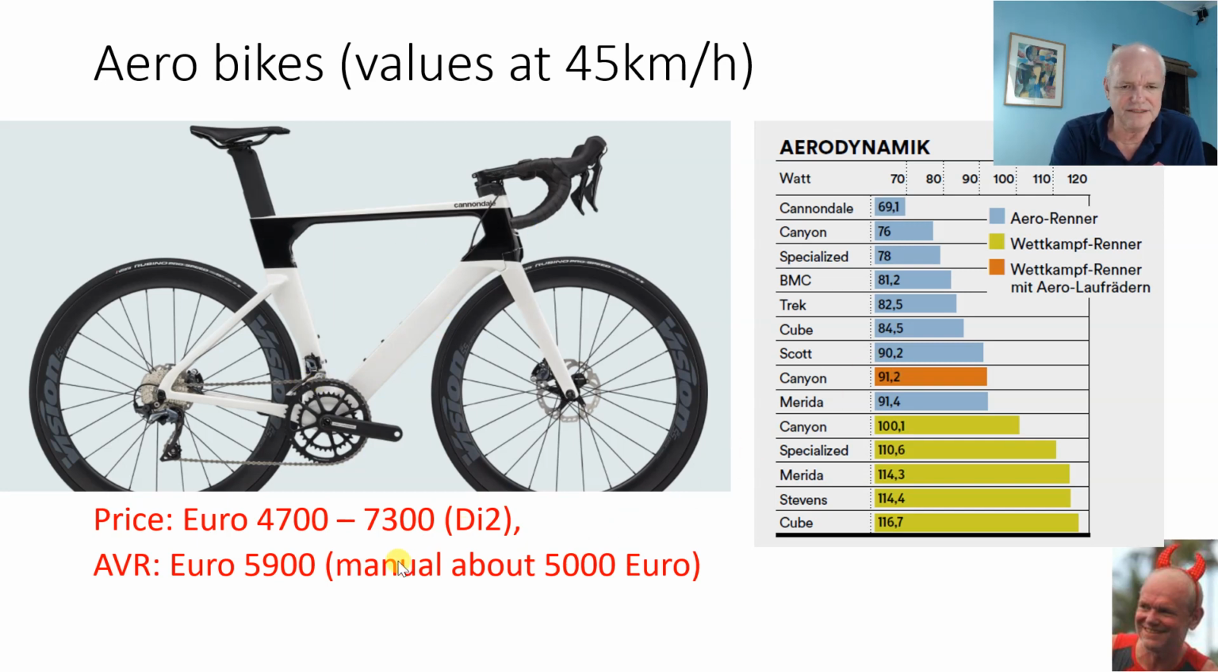Unfortunately, the price is quite high, so these bikes are between 4,700 and 7,300 with electric or electronic shifting. So the average is 5,900, and if you buy a manual one, then you are maybe 1,000 lower. So it's about 5,000, which is still quite expensive.